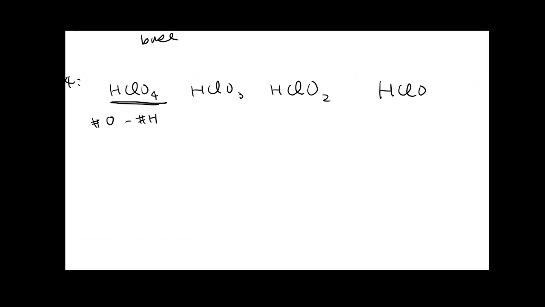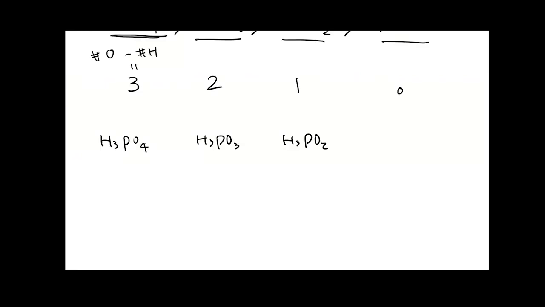If you look at this, HClO4, number of oxygen equals 4, number of hydrogen equals 1. Therefore, this gives you a number of 3. And then you look at this, this gives you a number of 2, this gives you a number of 1, this gives you a number of 0. In this case, you know the acidity is arranged in this way. Can you judge the relative acidity of these 3? I hope the answer will be yes.